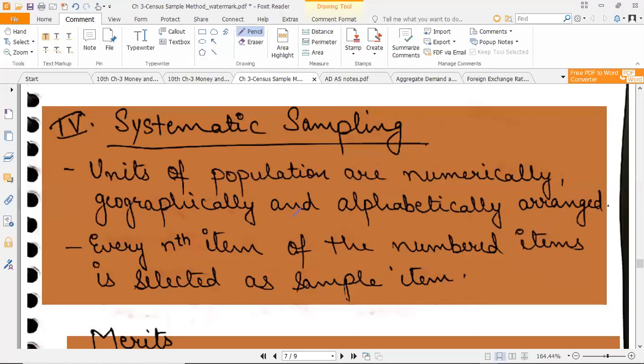The value of n can be anything like 1, 2, 3, 4, 5. For example, the population size is 100 and you have arranged it in a certain sequence. Now you set n equals to 5. So every fifth item is going to be selected as a sample item. So the items that would be selected for the sample would be 5th, 10th, 15th, 20th, 25th, and so on. So this is how systematic sampling works.